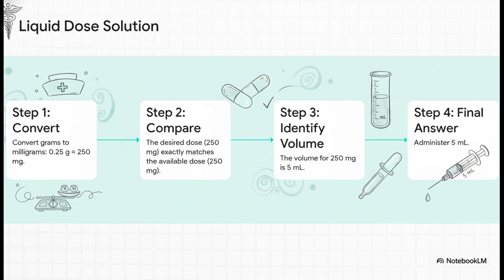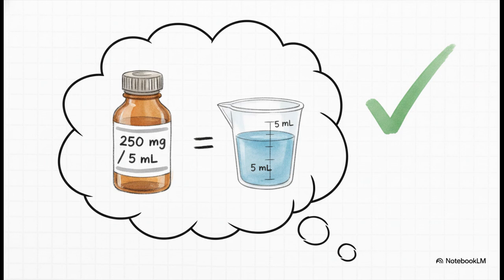The second we convert 0.25 grams, we get 250 milligrams. And look at that. Our desired dose now perfectly matches the have dose on the bottle. This makes the whole calculation incredibly simple. So the final answer is 5 milliliters. Let's run our safety check. The order is for 250 milligrams, and the bottle tells us that exact amount is in 5 milliliters. Yep, makes perfect sense. We're good to go.